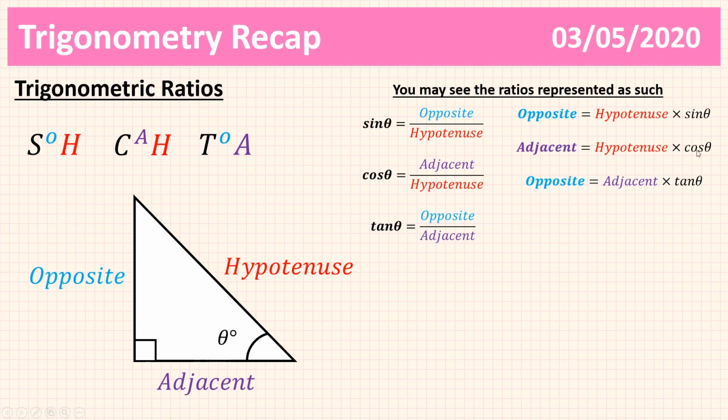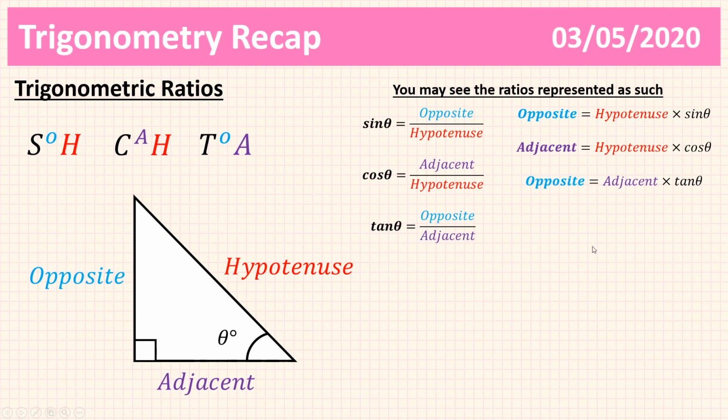I prefer looking at it like this because I think this form of the ratios is easier to rearrange. However, these are exactly the same. Very little has changed. All we've done here is, to get from this equation to this equation, made the opposite the subject. They are exactly the same. So whether you use these ones or these ones, you'll still get the same answer.